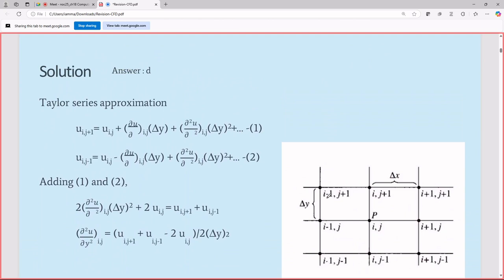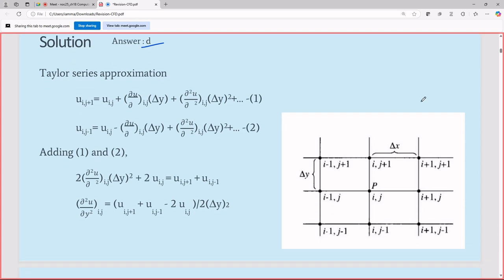So our answer is option D, none of the above. Why is it? Let's see how we will be discretizing this. Let us consider a uniformly discretized structured grid, with Δx as the increment in the x direction and Δy as the increment in the y direction. Let's take this as our point P, i, j.